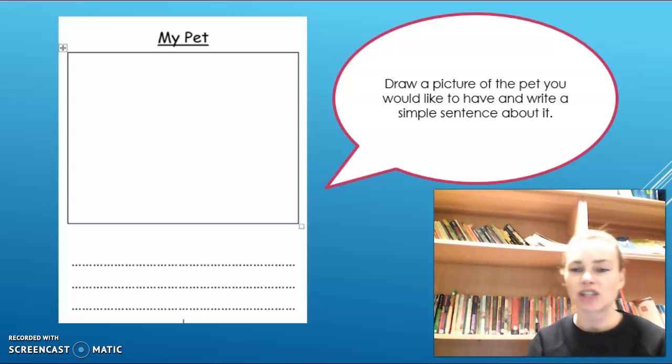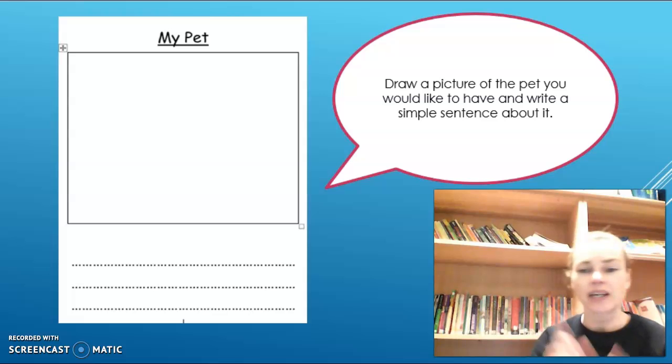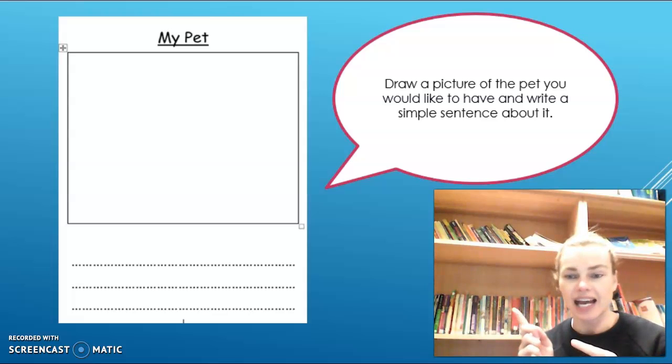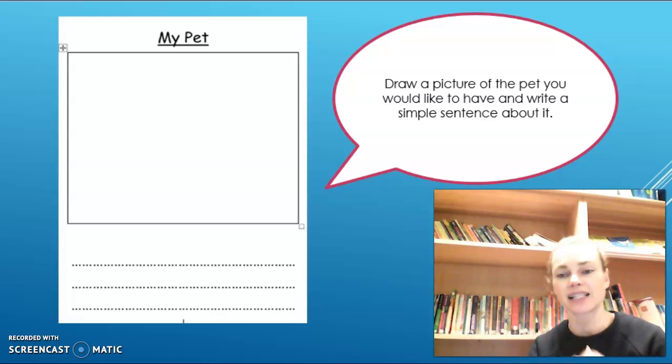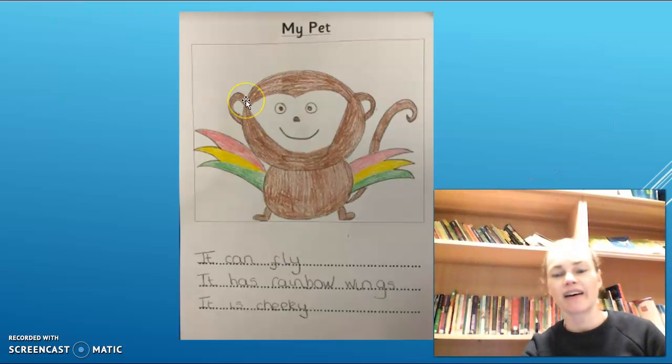Then next up, reception class, after you have thought of the pet that you would like to have, I would like you on the sheet you can see here to draw a picture of that pet and to write a sentence about it. And if we just move on, here is one that I have done.